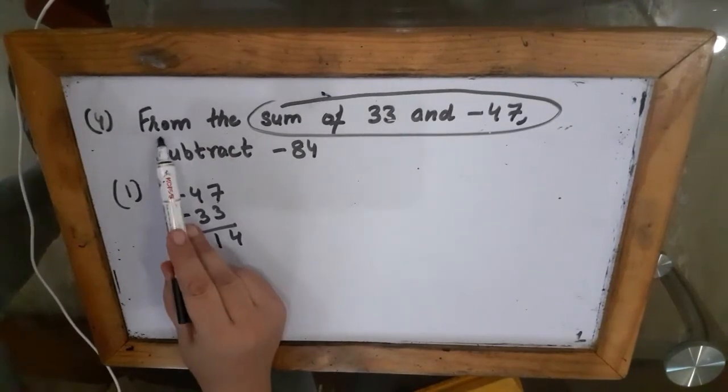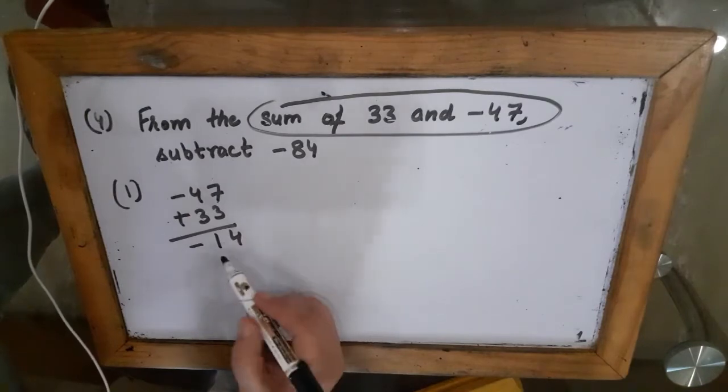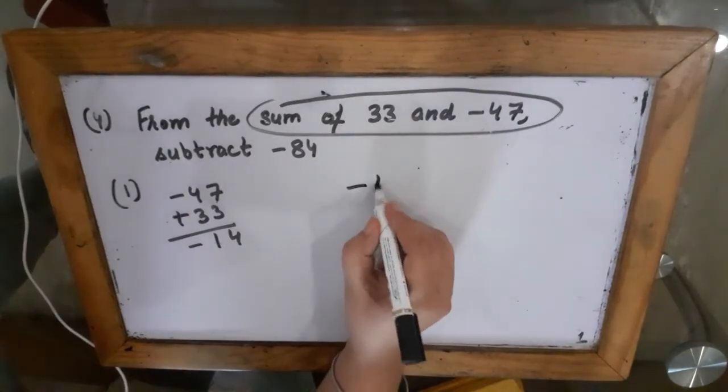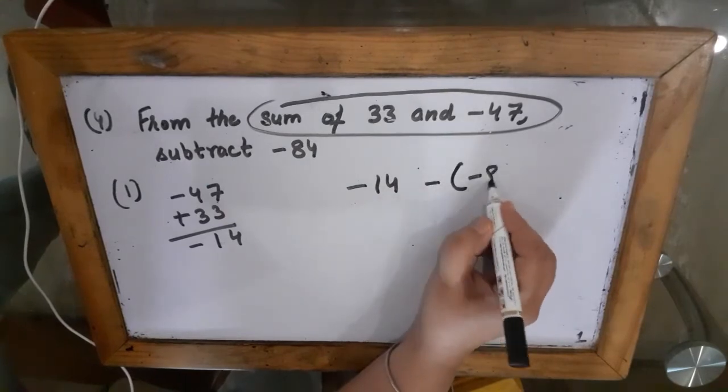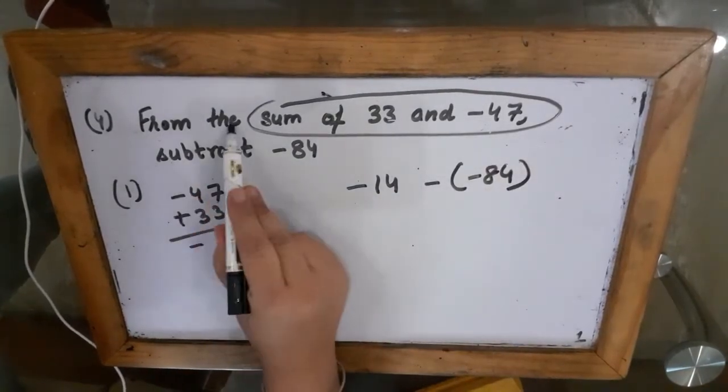Now they are saying from the sum, from minus 14 I have to subtract minus 84 from the sum.